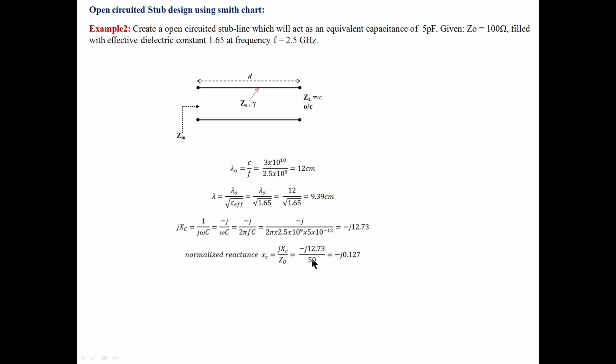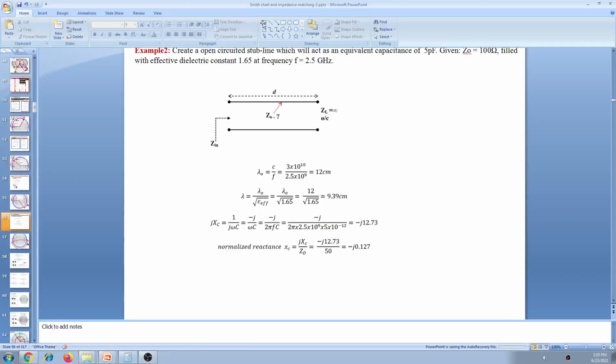Sorry, here I made a mistake. It is not 50. The value is correct, but it is 100 here, because the characteristic impedance is given as 100.